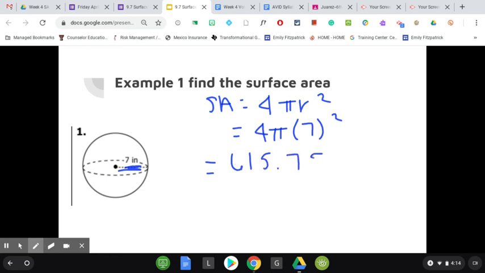615.75. Make sure you round correctly, guys. That's the biggest mistake I see, and why you're missing some on your forms is because you don't round. Some of y'all put the answer in like this. We're rounding to the nearest tenth every time.